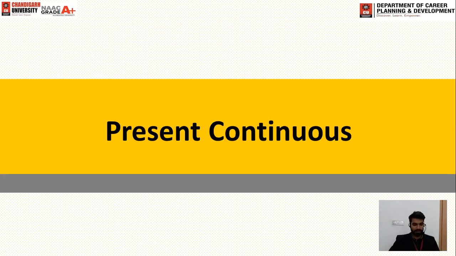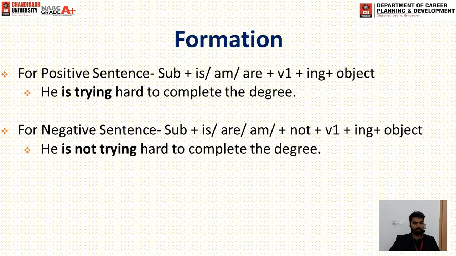The second tense in present is present continuous. The formation of present continuous for a positive sentence is subject plus is/am/are plus verb first form plus ing plus object. Let's have a look at an example. He is trying hard to complete the degree. And the negative sentence is subject plus is/am/are plus not plus verb first form plus ing plus object. He is not trying hard to complete the degree.